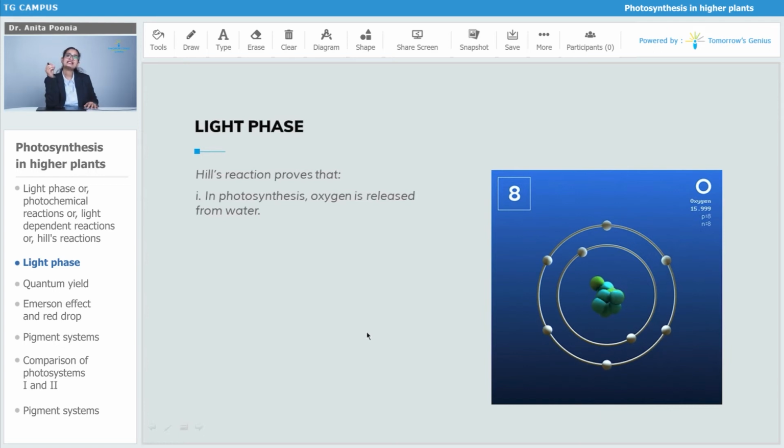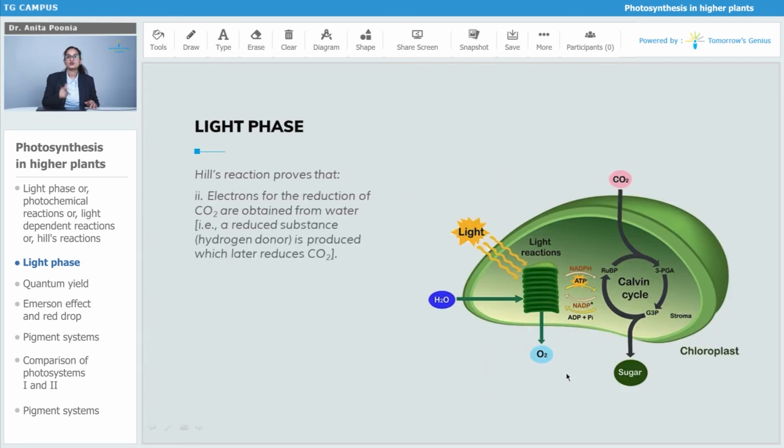Alright. So Hill's reaction proves that, number one, in photosynthesis, oxygen is released from water. You must always remember that the oxygen that comes out during photosynthesis definitely comes from water. Number two, the electrons for the reduction of carbon dioxide are obtained from water, that is, a reduced substance, a hydrogen donor, is produced, which later reduces carbon dioxide.